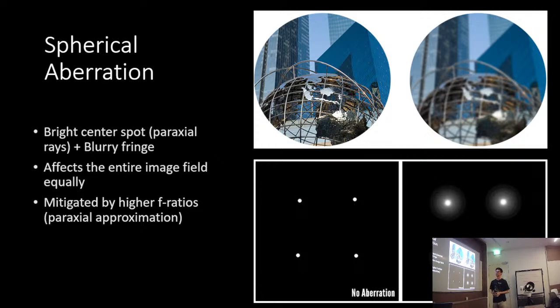So the thing is that this error affects the whole image field perfectly equally, right? Previously we saw that with parabolic reflectors, it really only affects stuff that's all the way at the edge of the field of view. But for spherical aberration, you get an effect like this, right? So your whole image field is blurry. And this is mitigated by making the ratio long and everything, right?